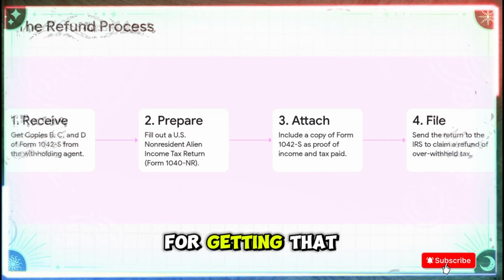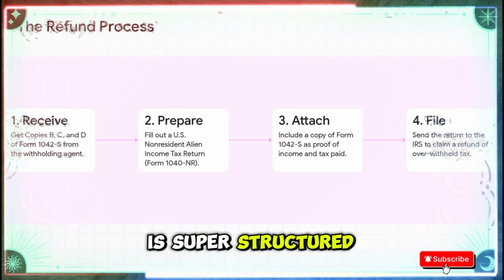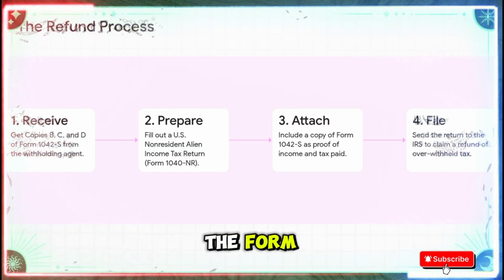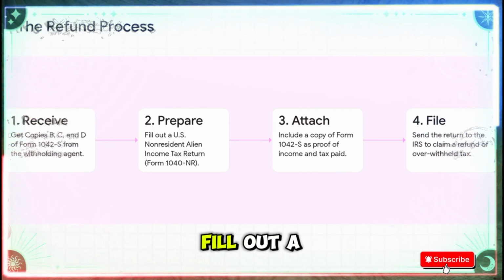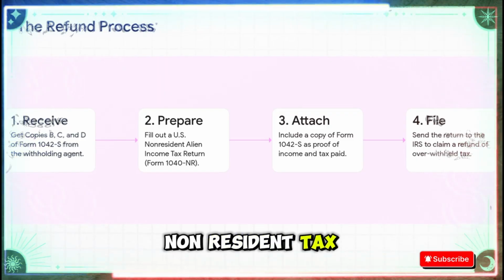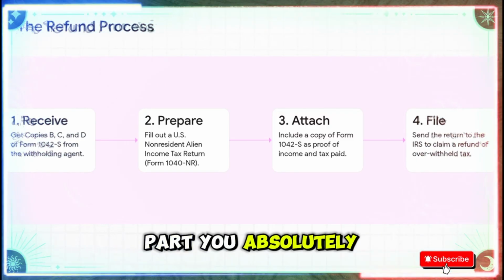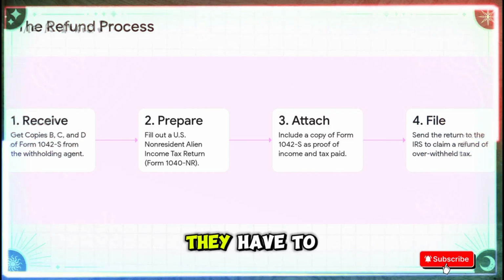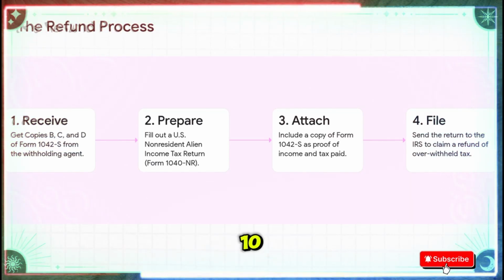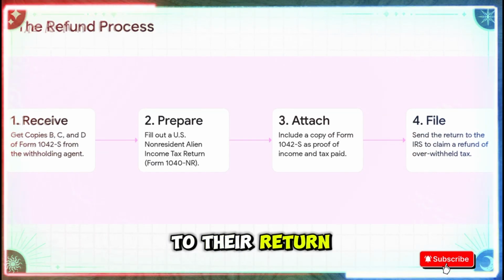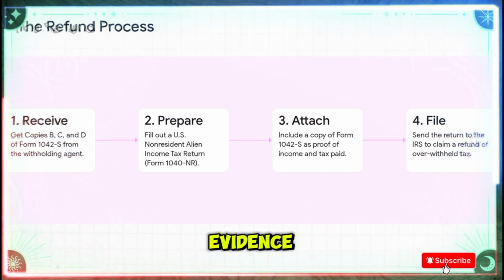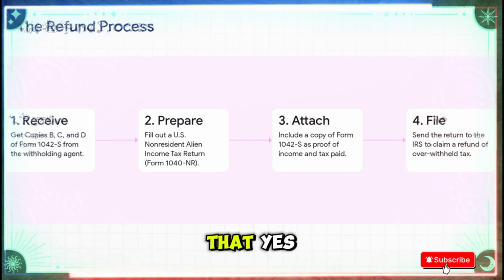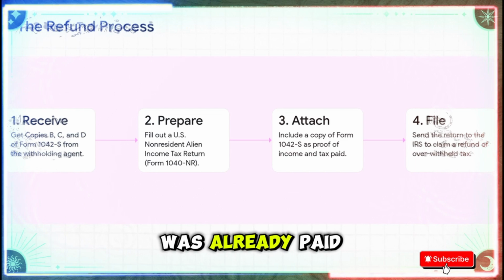And the process for getting that refund is super structured. First, they get their copies of the form. Then they use that info to fill out a US non-resident tax return. And here's the part you absolutely cannot forget. They have to attach a copy of the Form 1042-S to their return. It's the primary evidence. It's what proves to the IRS that, yes, this much tax was already paid for.